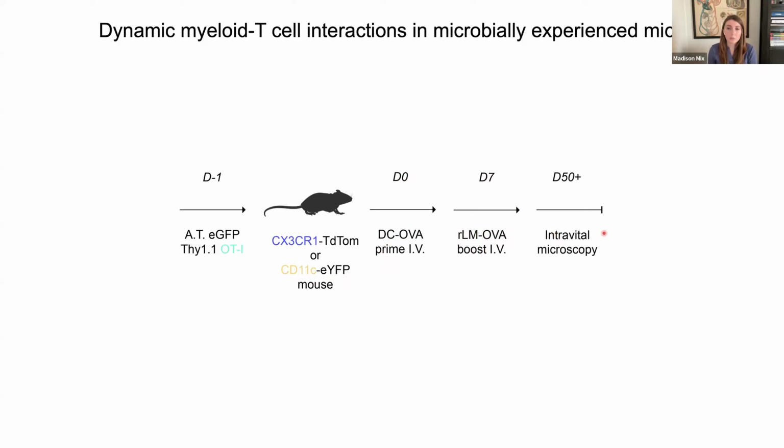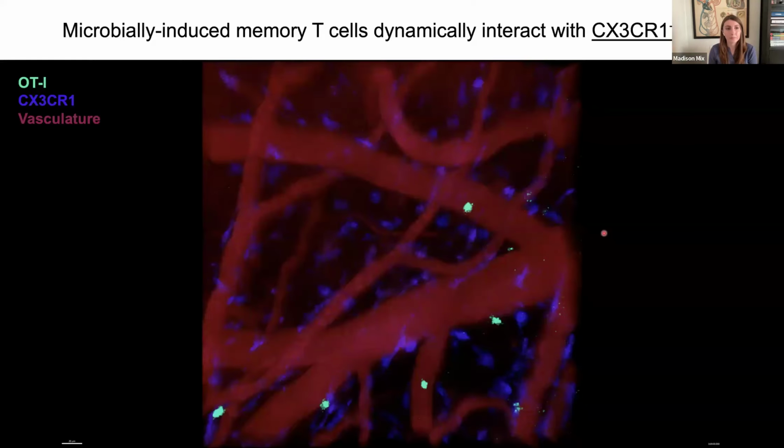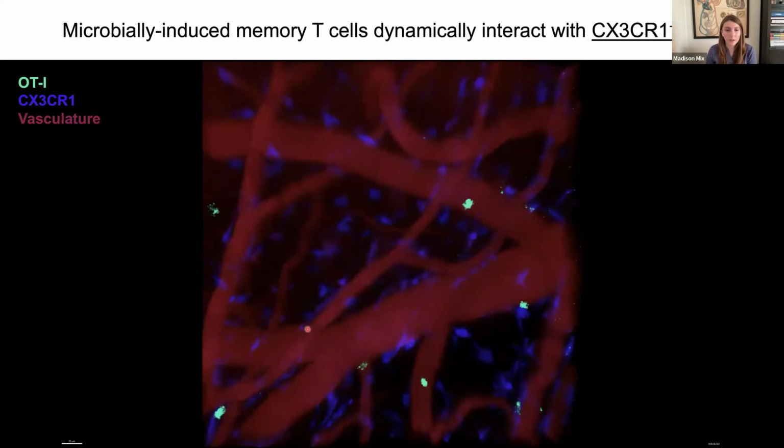Then at a memory time point, we performed intravital microscopy to determine the quality of these interactions in the brain. So to orient you, what you're going to be seeing here in red is the vasculature, CX3CR1 positive myeloid cells in purple, and then our OT1 T cells in green. And so hopefully this video is showing up okay.